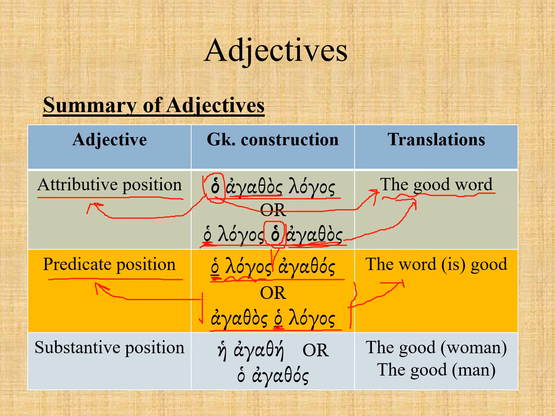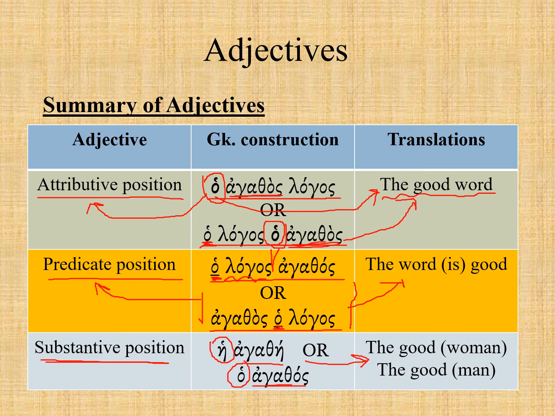And finally, we have the substantive position, where we have just the adjective preceded by the article, and there's no noun that is connected explicitly to the adjective. So we would translate the good woman, in this case, the feminine word, and ho agathos, the good man, in the second example.